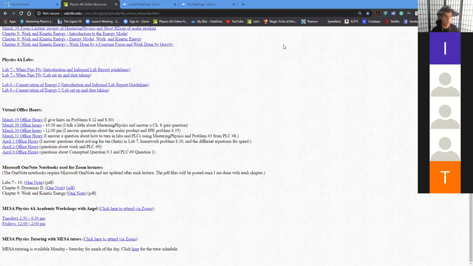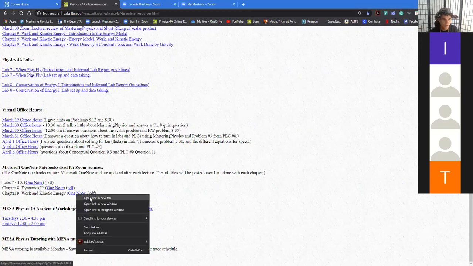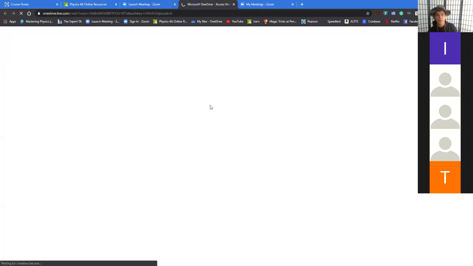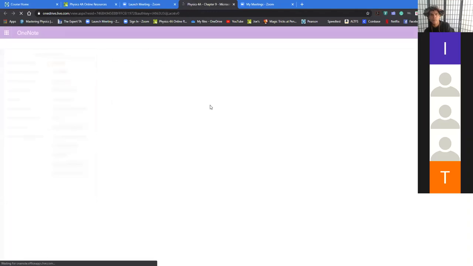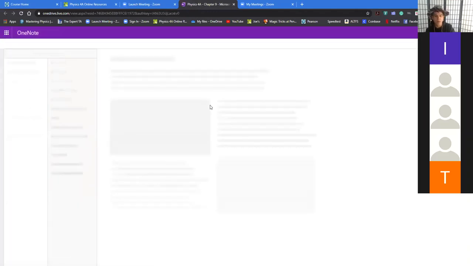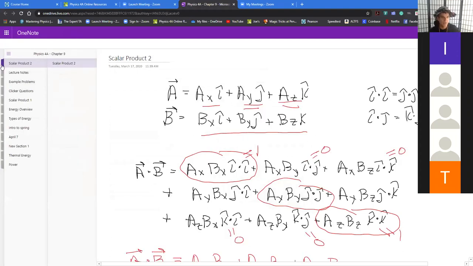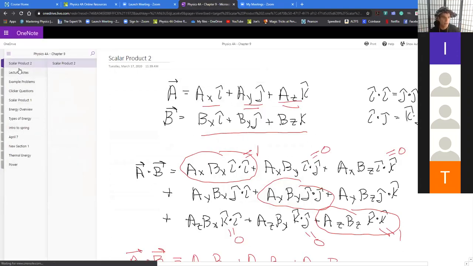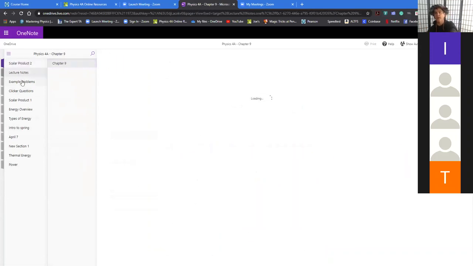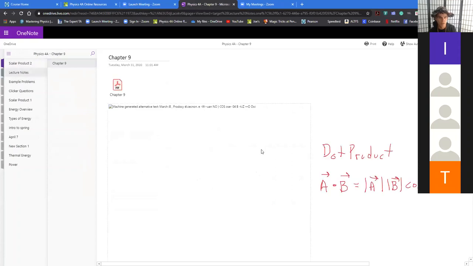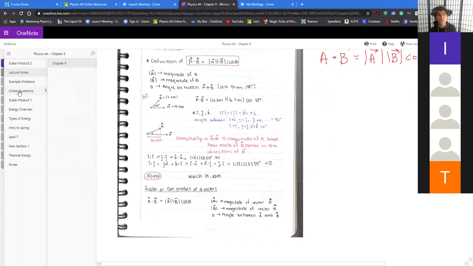Any office hours where I'm actually answering specific questions about problems and things like that, I'll post here. These are OneNote notebooks. If you have Microsoft OneNote, let me click on this and open a new tab. Can people see this new tab opening up? Yes. Okay, so if you have Microsoft OneNote, then this is basically all of the notes that I'm doing on it. I've included the lecture notes that I also posted before. I've posted the clicker questions and all of that stuff.